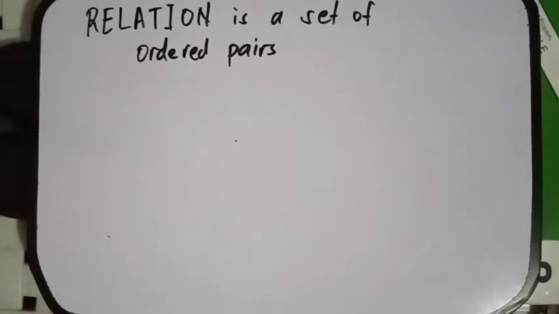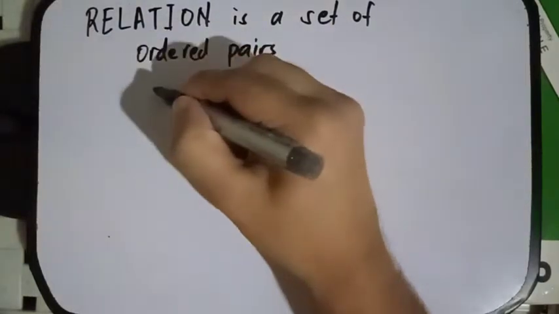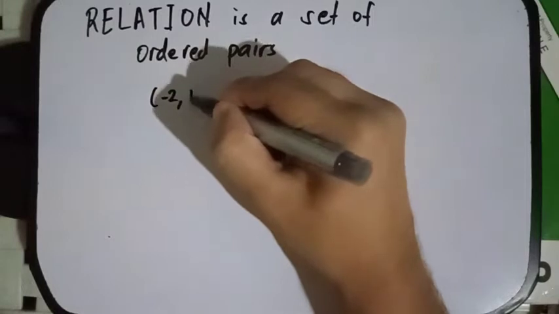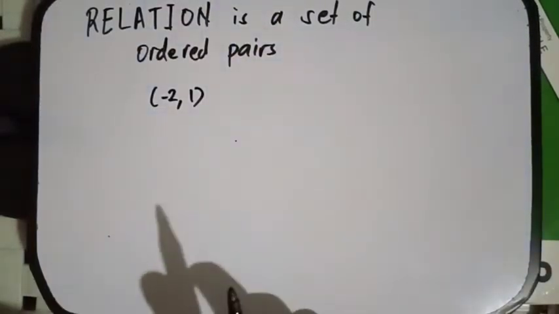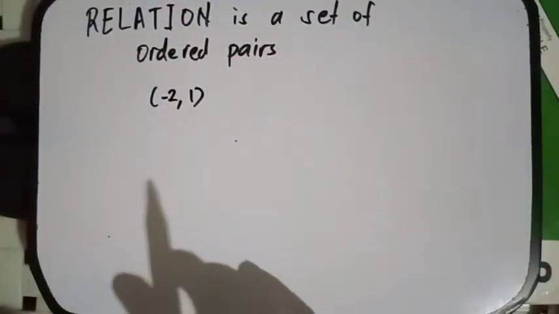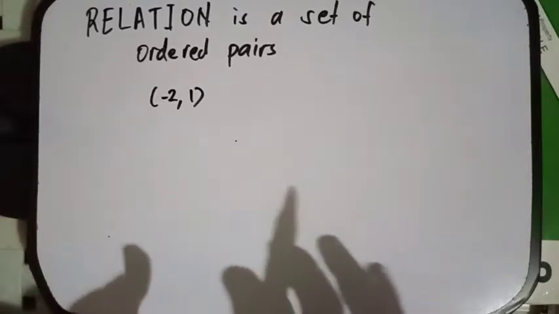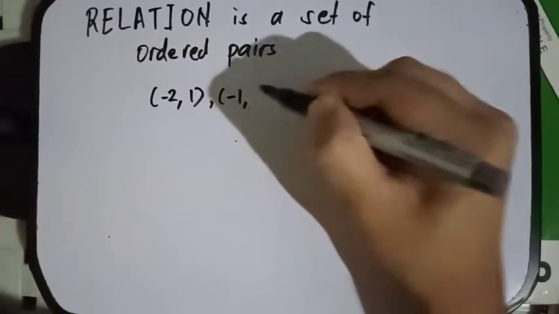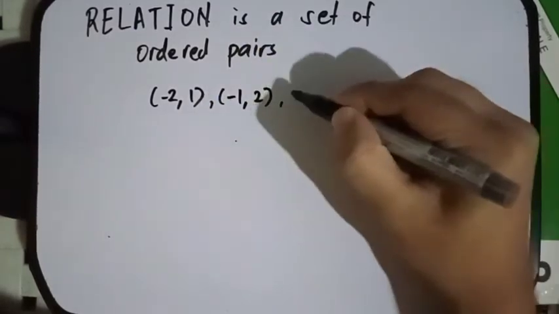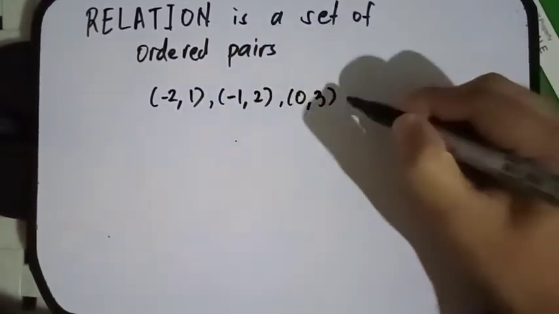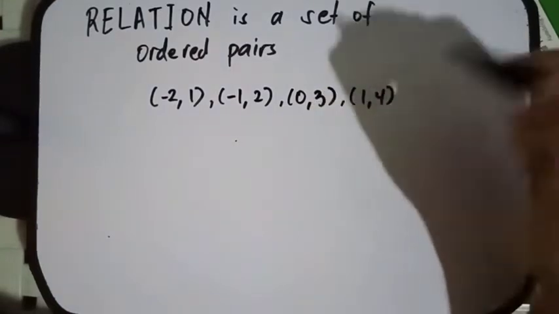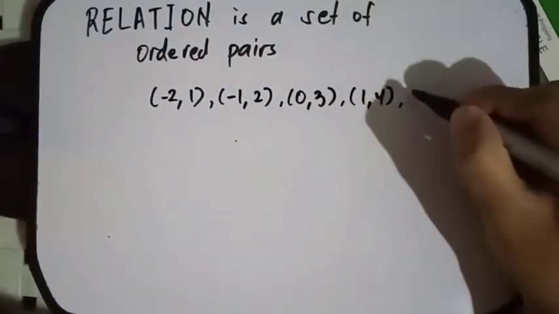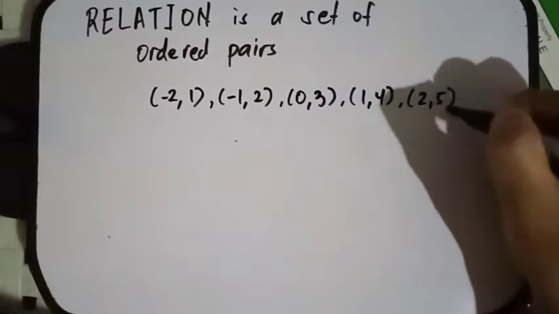Okay, so para ma-illustrate natin kung ano ang relation, mag-umpisa tayo sa isang ordered pair. So let's say negative 2, 1. Yan yung isang ordered pair natin. Ngayon, maglilista pa tayo ng iba pang ordered pairs like this one. So negative 1, 2. Tapos naman 0, 3. Tapos 1, 4. Tapos yung isa naman 2, 5.